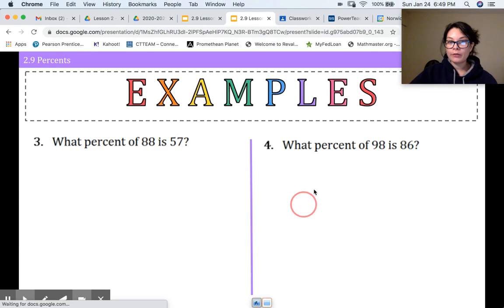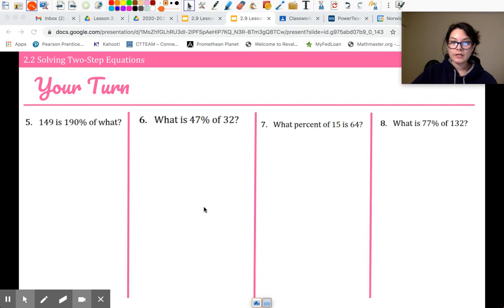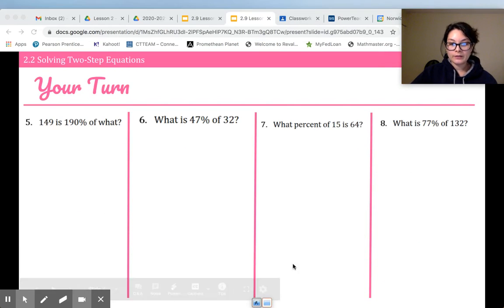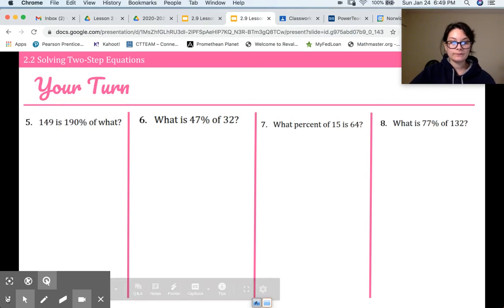So those are all three types of percent problems that you can come across. I'm going to go ahead and pause the video here to give you a chance to try some on your own, and then when you unpause, I will reveal the answers.